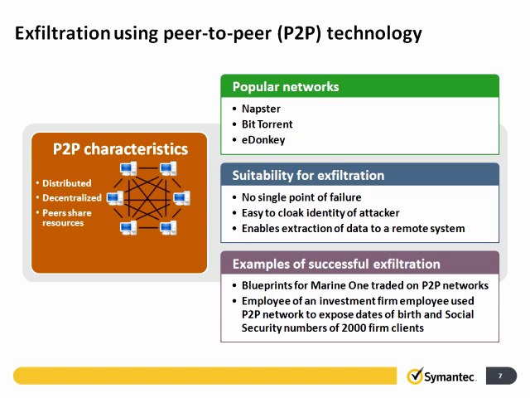Some examples of successful exfiltration leveraging peer-to-peer networks include P2P data breaches leaked from a government contractor's computer. This resulted in the blueprints for Marine One, which is the helicopter used by the President of the United States, being traded on P2P networks. In addition, a Seattle man was sentenced to 51 months in jail for stealing banking and credit information from file-sharing users and opening accounts. And finally, employees of an investment firm used the LimeWire network to expose dates of birth and social security numbers of 2,000 of the firm's clients.